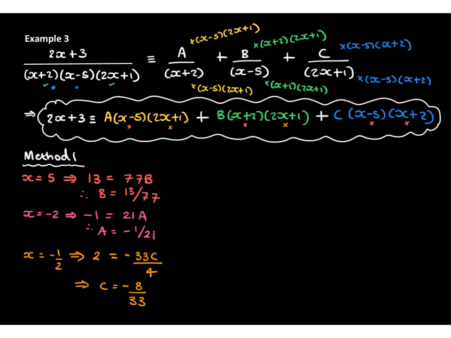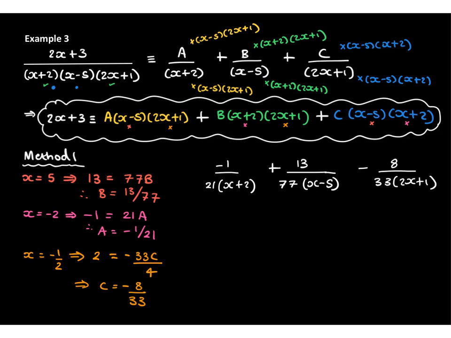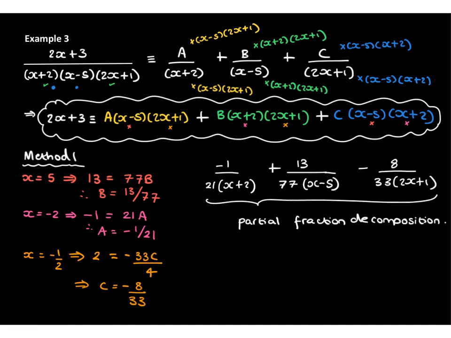I can then go back to the original question and feed this into my values of A, B and C. So that gives me a final answer of negative 1 over 21 (x plus 2). That's my A part, plus 13 over 77 (x minus 5). That's my B part, minus 8 over 33 (2x plus 1), that's my C part, and here is my partial fraction decomposition.